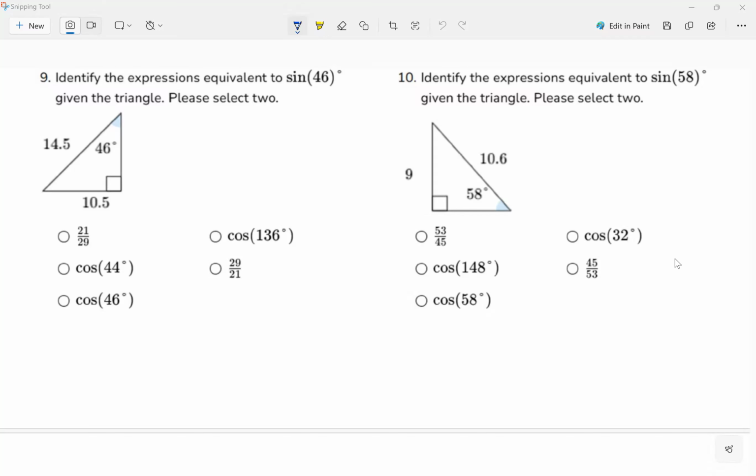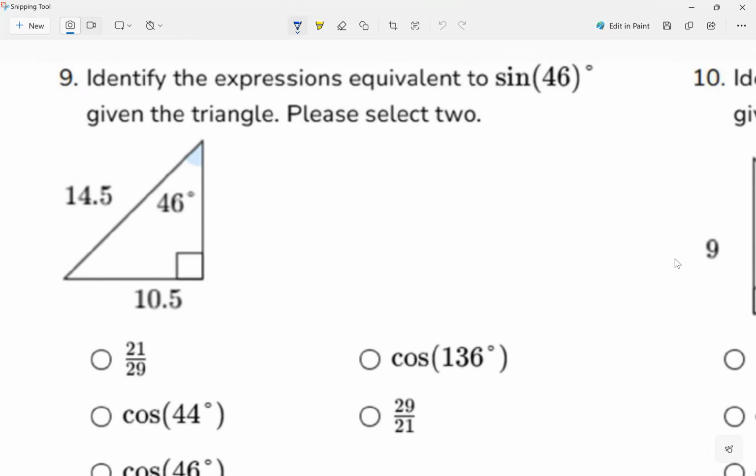We're going to practice a little more with our ratios, sine, cosine, tangent. Now, one thing I want us to remember is that the three angles of a triangle add up to 180. So I'm given two angles, 90 and 46. I know 90 plus 46 is 136. So let me write down my 136 at the side. If I was to subtract that from 180, 180 minus 136 is 44.